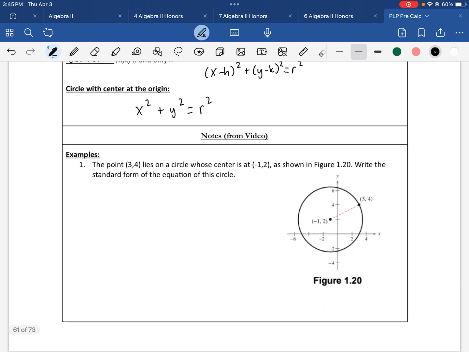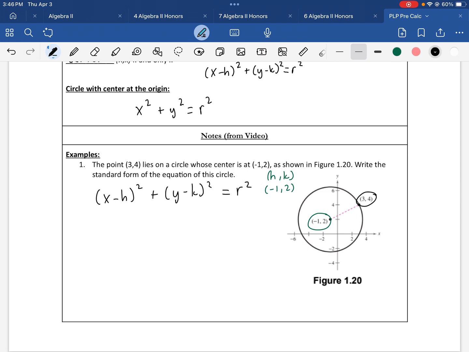Alrighty. Example 1. The point (3, 4) lies on the circle whose center is at (negative 1, 2), as shown in Figure 1.20. Write the standard form for the equation of this circle. So we've got (x minus h) squared plus (y minus k) squared equals r squared. We know our center, (h, k), is at (negative 1, 2).